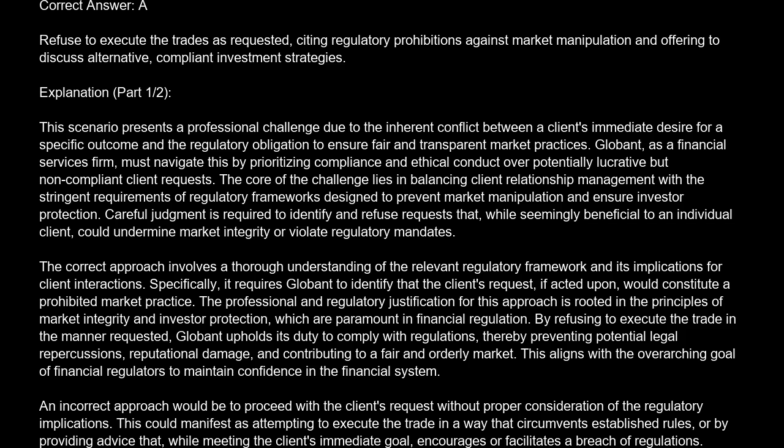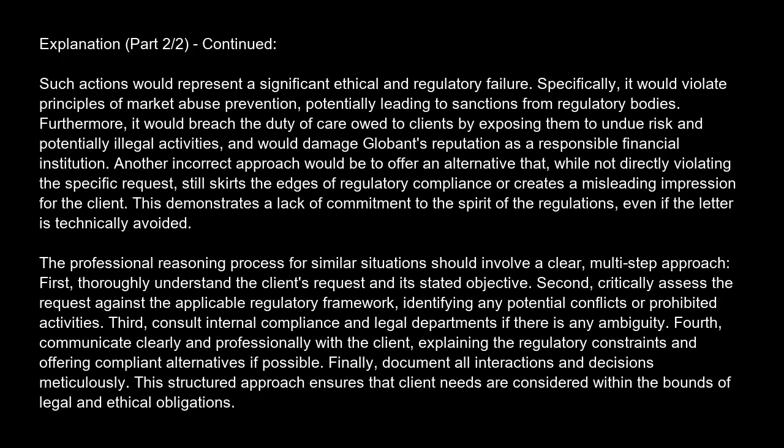An incorrect approach would be to proceed with the client's request without proper consideration of the regulatory implications. This could manifest as attempting to execute the trade in a way that circumvents established rules, or by providing advice that, while meeting the client's immediate goal, encourages or facilitates a breach of regulations. Such actions would represent a significant ethical and regulatory failure. Specifically, it would violate principles of market abuse prevention, potentially leading to sanctions from regulatory bodies. Furthermore, it would breach the duty of care owed to clients by exposing them to undue risk and potentially illegal activities, and would damage Globant's reputation as a responsible financial institution.